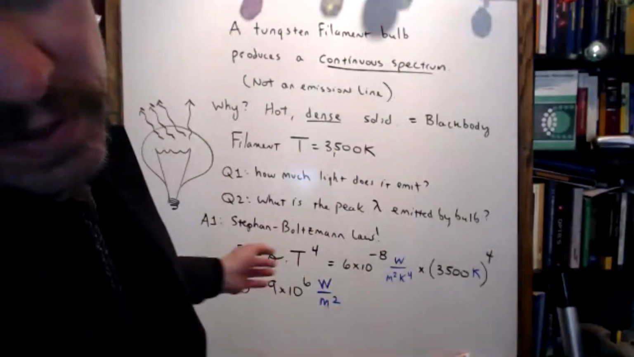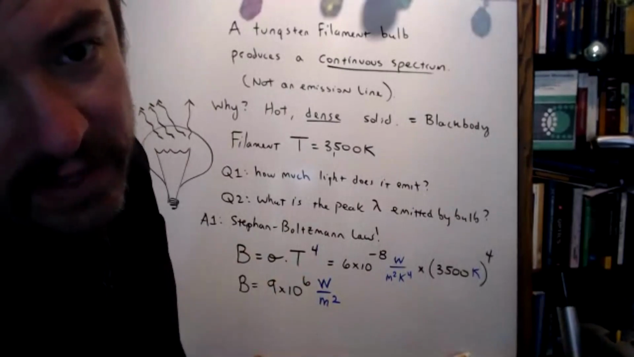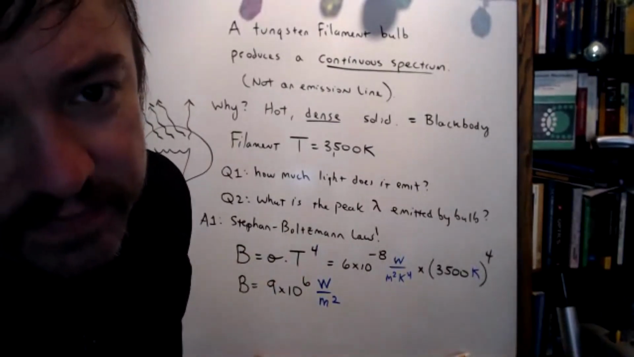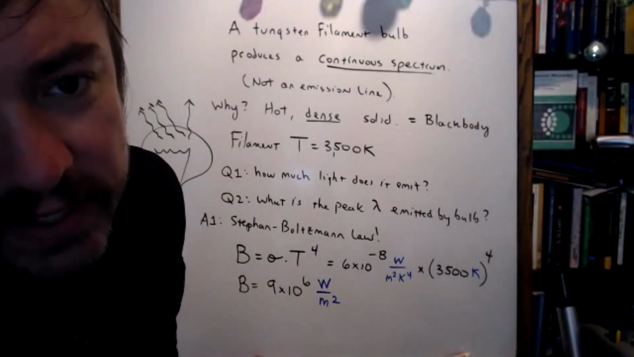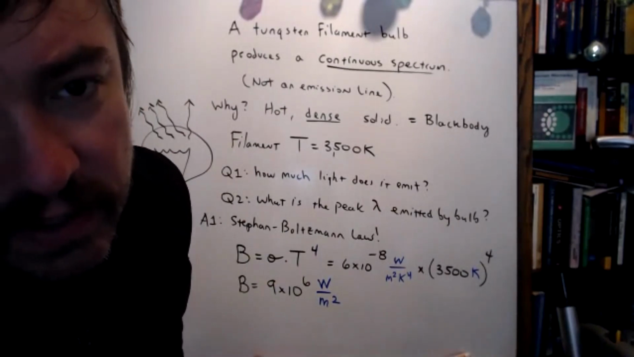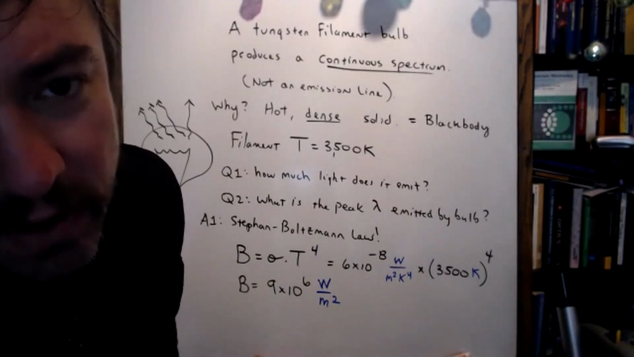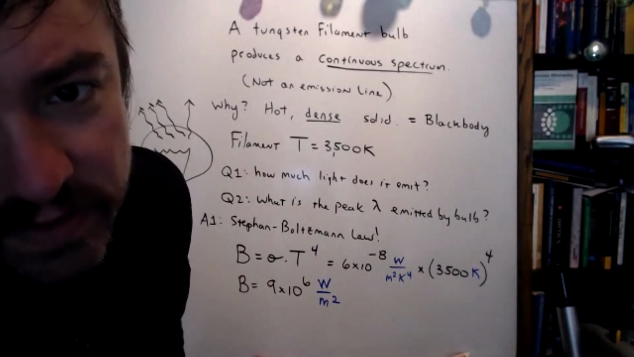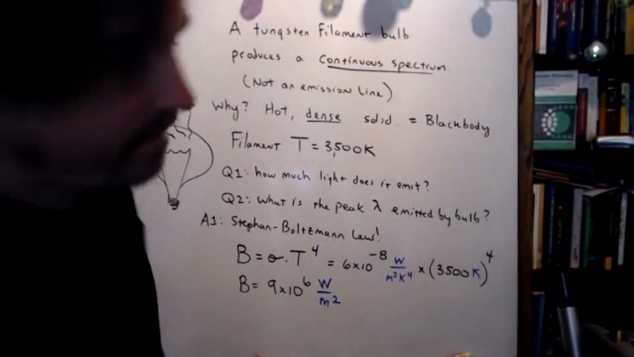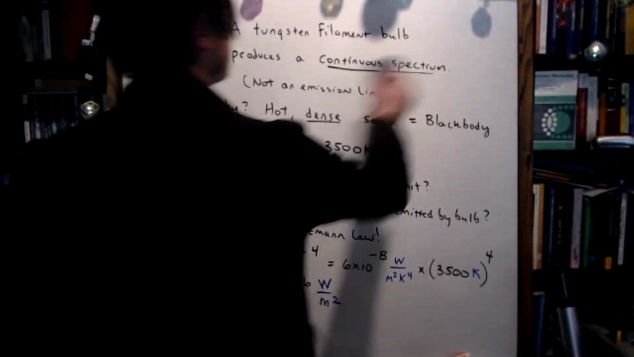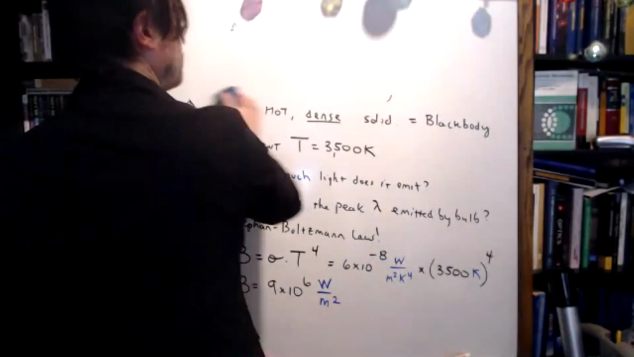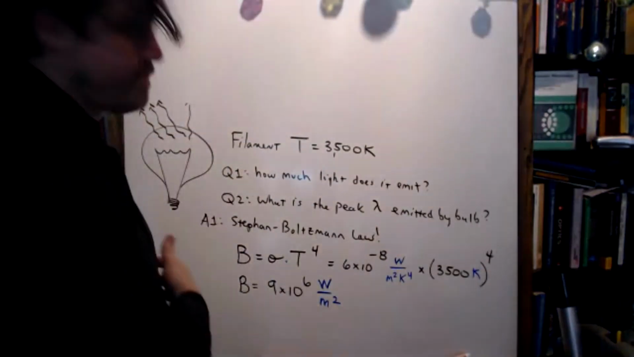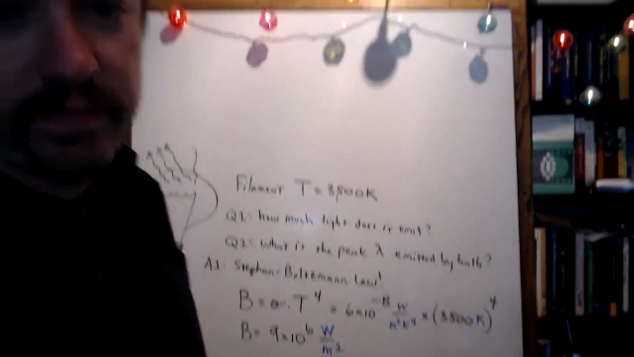See, it seems like if you plug this in, you get 9 million watts per square meter. 9 million watts sounds like a lot of luminosity. How can a 60-watt bulb be also producing 9 million watts per square meter? Can anyone answer the riddle to that? Is it because of the surface area of the filament?